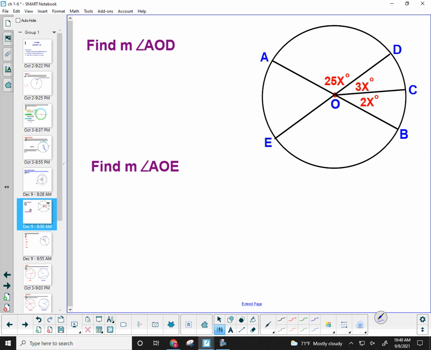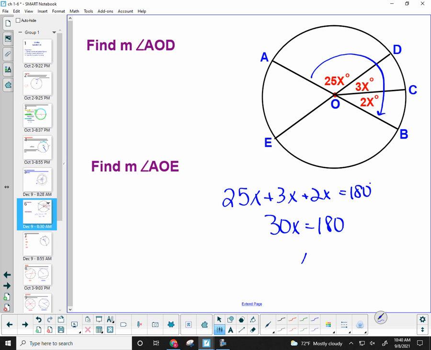All right, so on this first problem, what I notice is these three angles together make a straight line, which means how many degrees are they going to be? A total of 180. So that tells me that if I take 25x plus 3x plus 2x, that should equal 180 degrees, right? That gives me a total of 30x, if I combine my like terms, equals 180. Therefore, x has to equal 6. Now you can go back and plug all those in if you want. So 25 times 6 would give me 150. 3 times 6 is 18. 2 times 6 gives me 12. And then we can answer our questions.